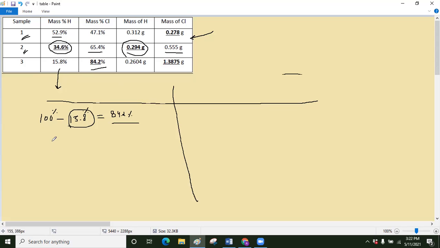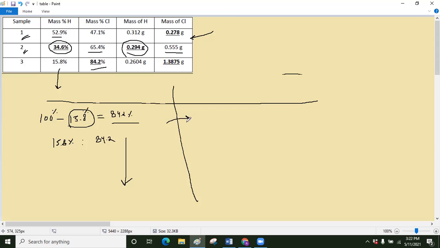You have 15.8%, and you also have your mass of chlorine, which is 84.2%, and you can do the process that we talked about, which is looking for a ratio, converting these ratios to their decimals, solving for things in terms of one, and using your conversion factor to convert from one to the other. So this here I'll leave for you. It's well documented in the previous examples.